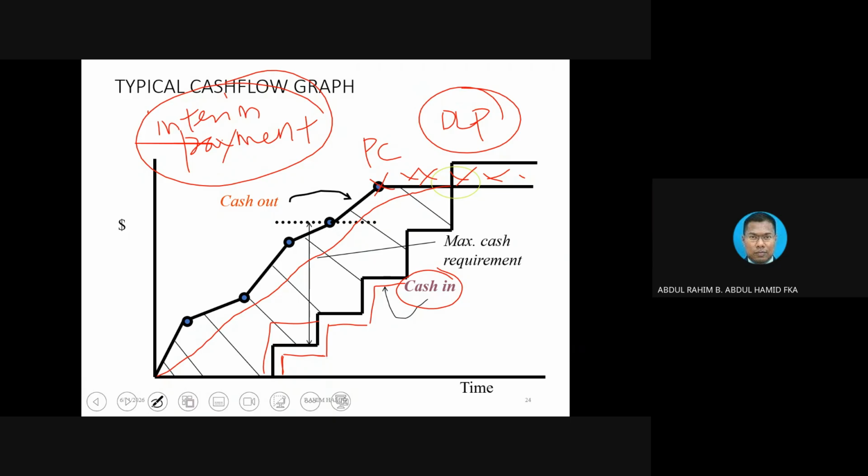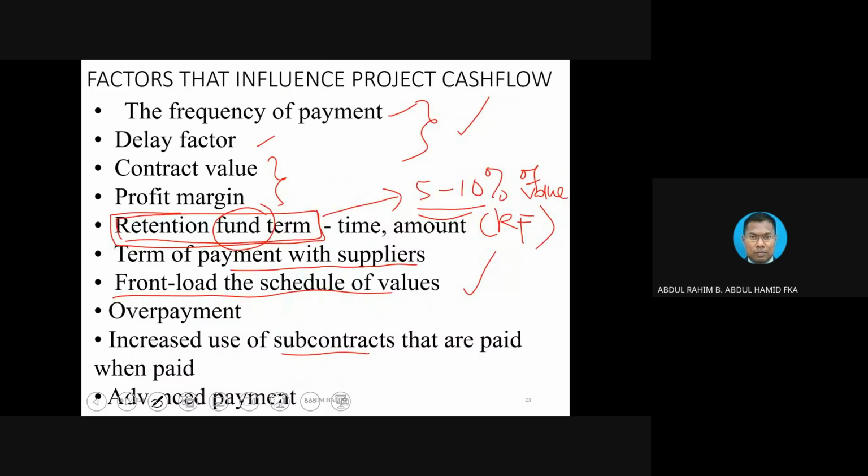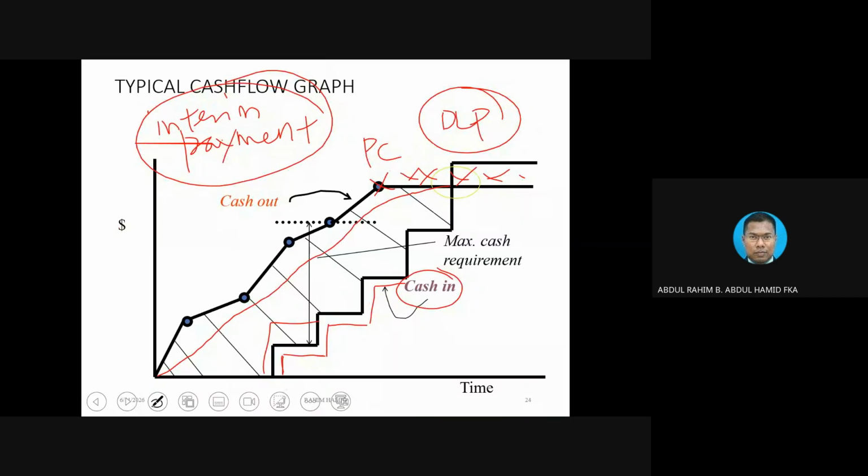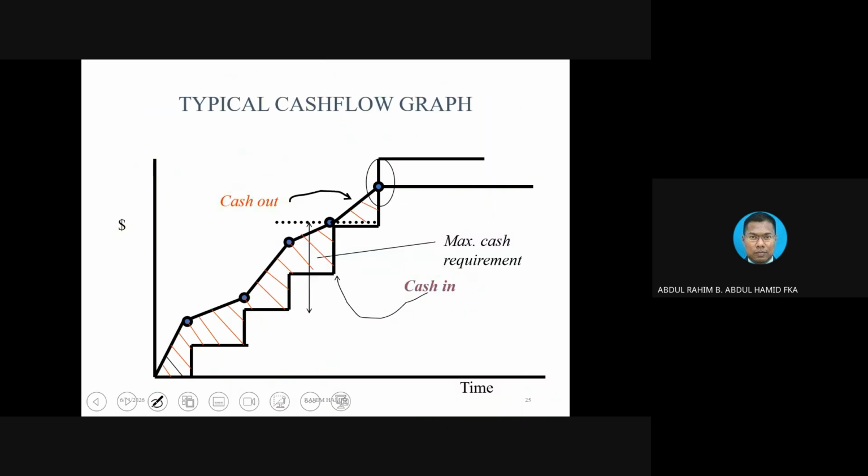You're going to get the same amount of value from the original contract anyway, but it's just a matter of one month you are going to get less, more, less, more. At the end of the day, it will total up to be the same. Okay, so you can do that. And lastly, advance payment. What does advance payment mean? In our class, we are going to use the concept of advance payment.